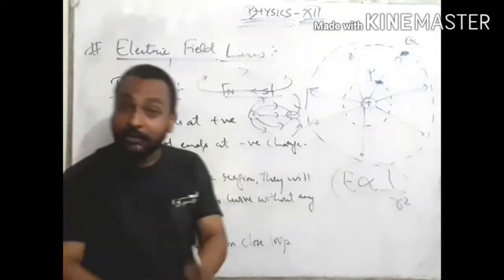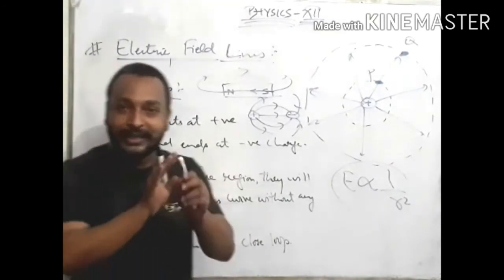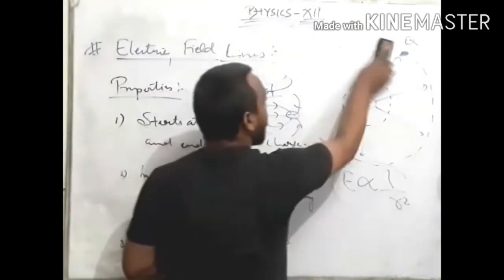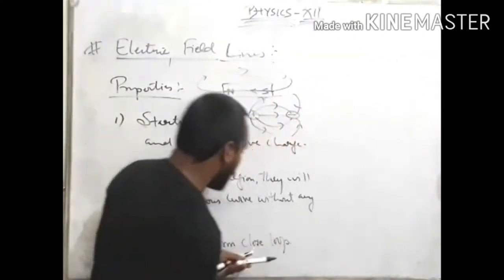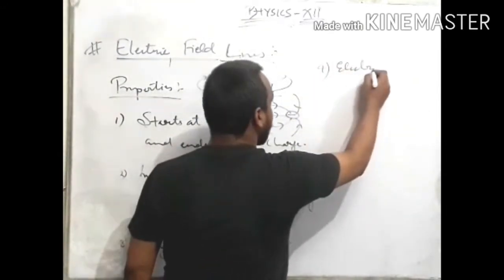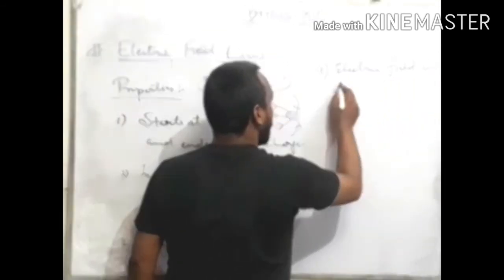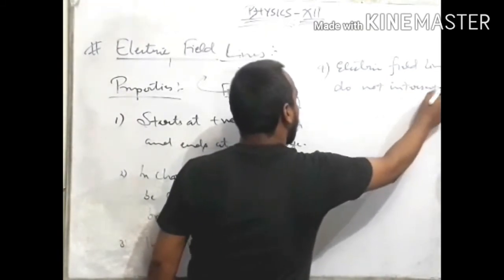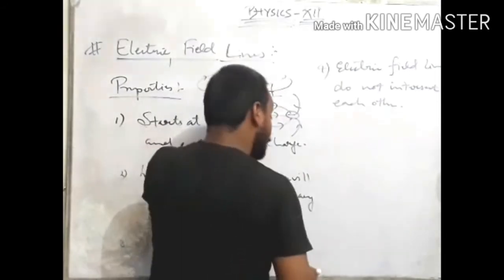And last one, but not least, a very important property, that electric field lines do not intersect each other at all. Okay? They do not intersect each other. Here the concept you can understand well. Okay, see here. The 4th one, you must note it down. That electric field lines do not intersect each other.